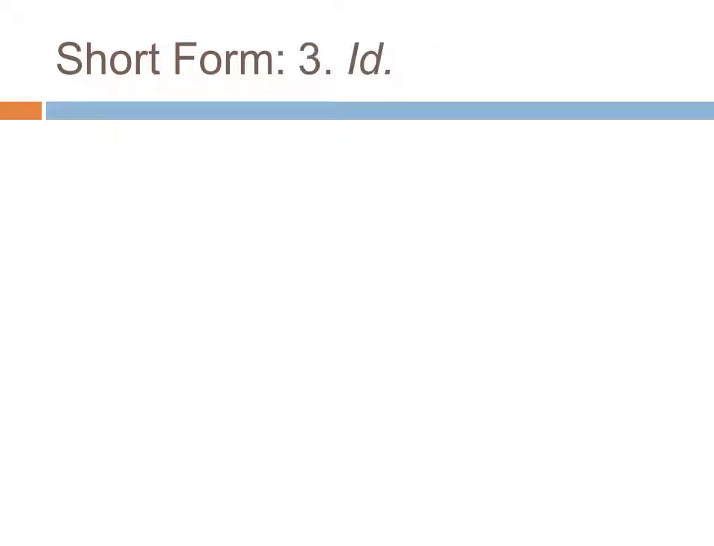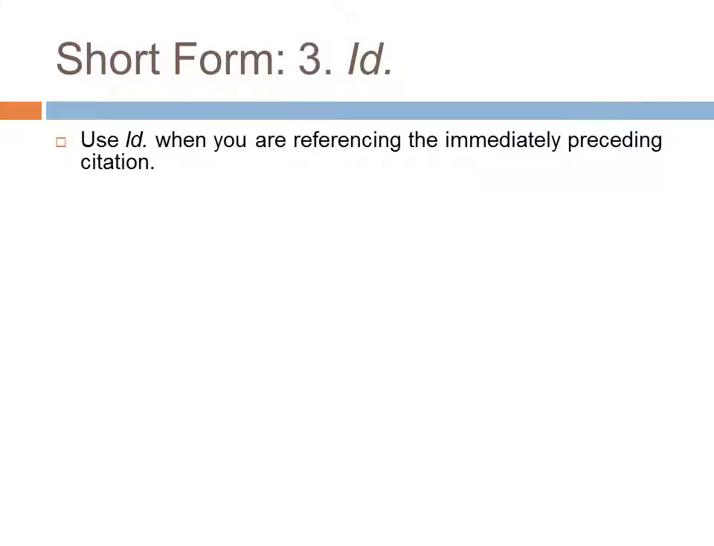The third and final version of the short form citation is just id. You only use id when you're citing to the same case that you cited to for the immediately preceding sentence. Id is just an italicized I, D, and period. You always italicize the period, and if id begins your citation sentence, you capitalize it.